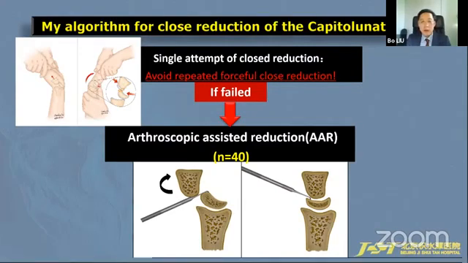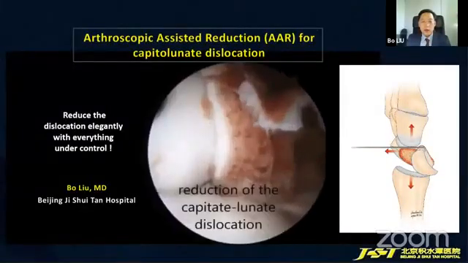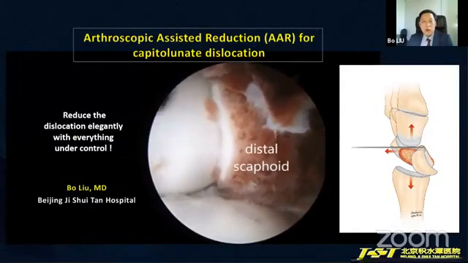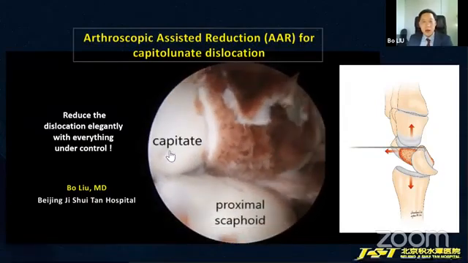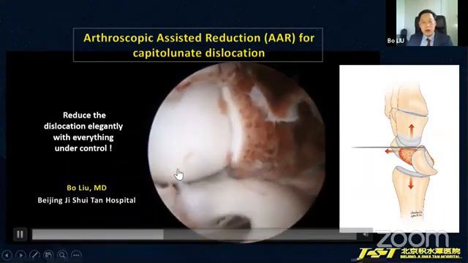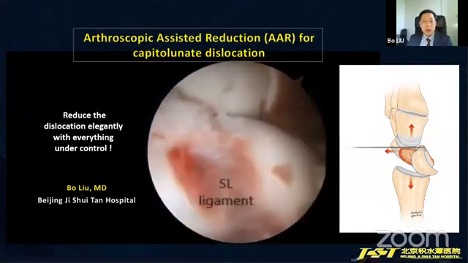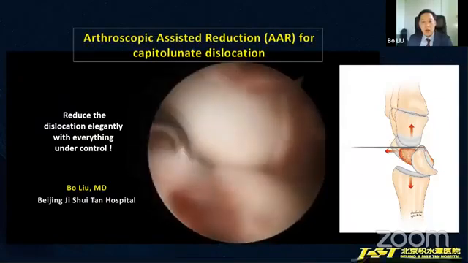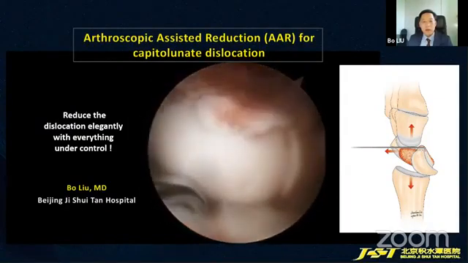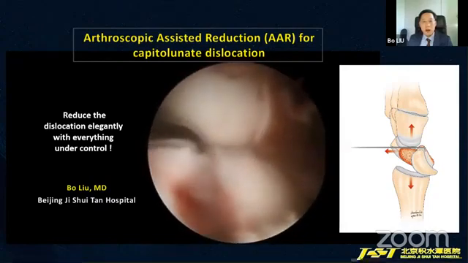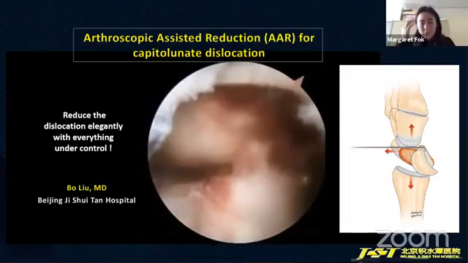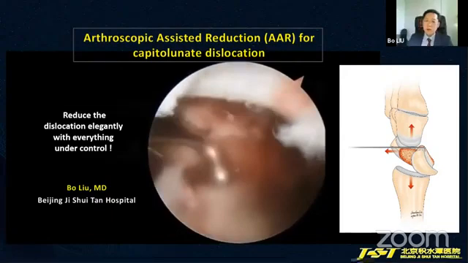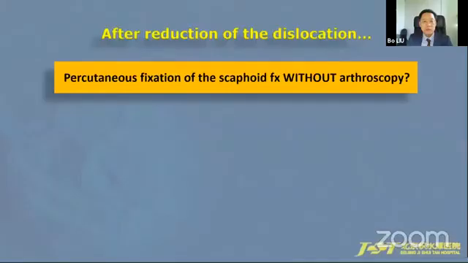You can use a probe like a shoehorn maneuver under the assistance of the traction tower, the traction force, to help you reduce the dislocation. So let's see why you cannot achieve closed reduction. This is the distal scaphoid. This is the proximal scaphoid. You can see this is a grossly displaced fracture. This is the capitate. You can find the reason that you cannot achieve closed reduction is because the capitate is blocking the reduction of the lunate as well as the proximal fragment of the scaphoid. Under the traction force of this arthroscopy, you have an opportunity to unlock the dislocation, and you can use a probe to reduce the dislocation elegantly and with everything under control. There's no worry about iatrogenic cartilage damage.